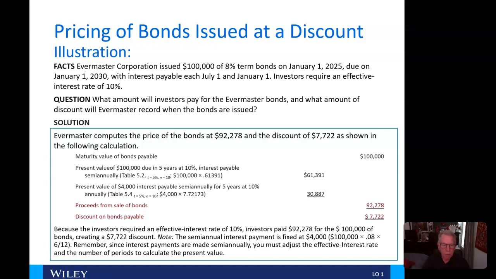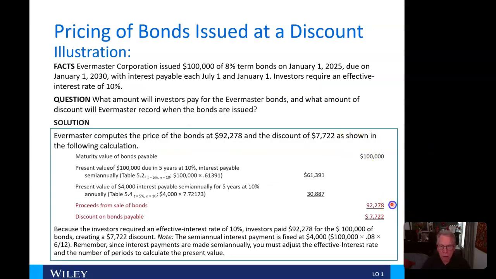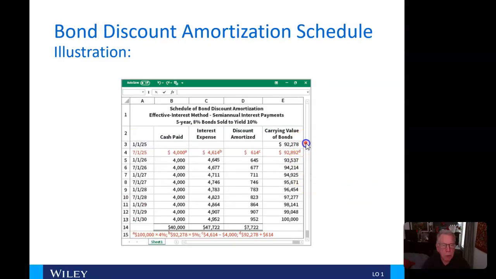Okay, now when we make our interest payments semi-annually, we need to adjust the effective interest rate and the number of periods to calculate the present value. So let's take a look. Here is a lovely Excel spreadsheet, right? And here is our carrying value. That carrying value, you'll remember, is here. The proceeds from the sale of the bonds, initially $92,278.